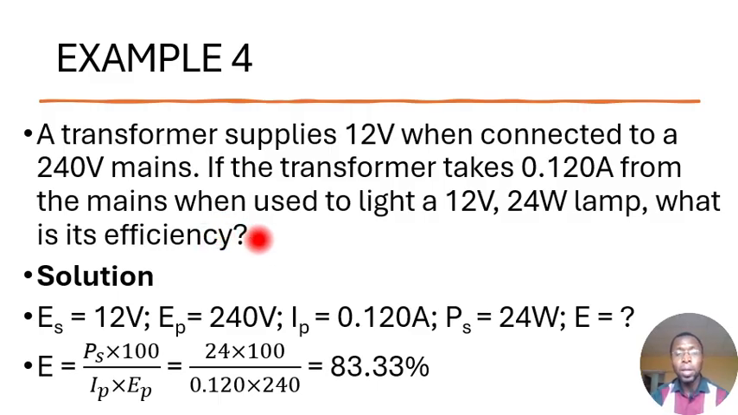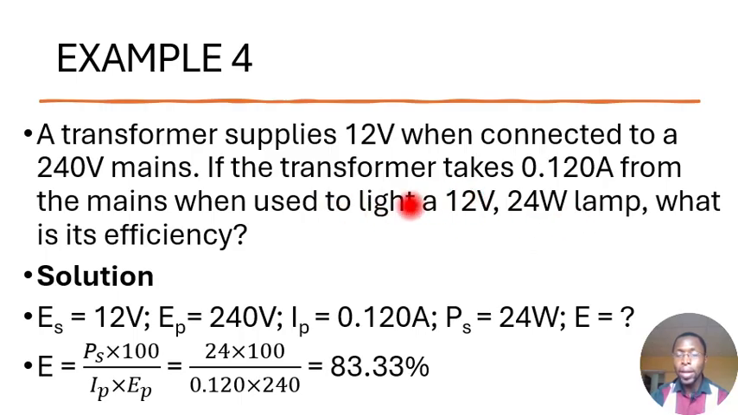Now let's write our parameters again. Since the transformer is supplying 12 volts, it means that the secondary voltage supplied, our ES, is 12 volts. Since it's connected to a main supply, that means the primary voltage is 240 volts, that's our EP. And then since the transformer is taking this amount of current from the mains, that means our primary current, that is IP, is equal to 0.120 ampere.